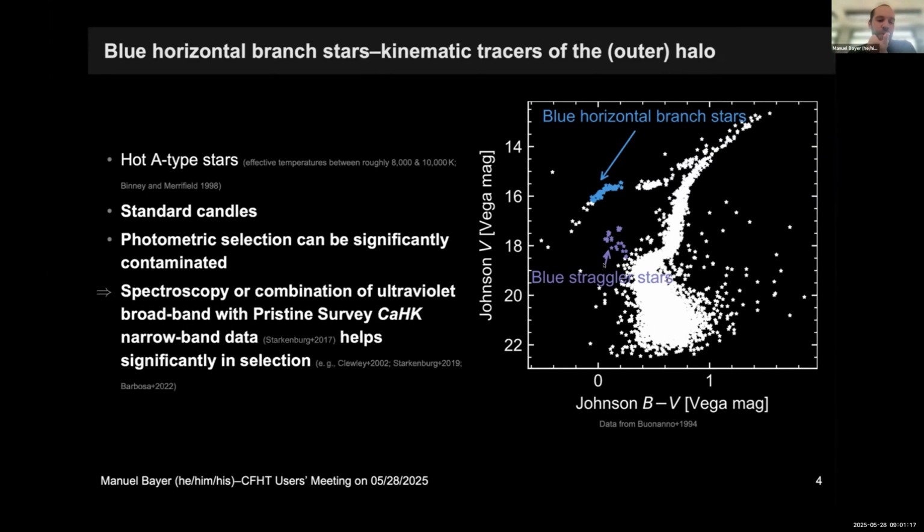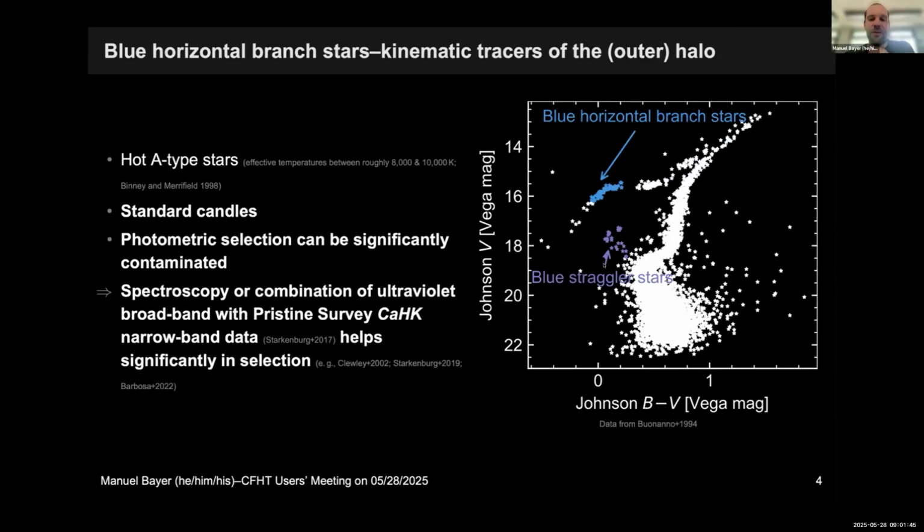So one of the methods we could use is spectroscopy to identify blue horizontal branch stars. But the problem is, as I highlighted, we really want to go very far out into the halo, at distances of 100 kiloparsec or even further. And getting spectroscopy at this large distance is quite difficult, especially in the era of large spectroscopic surveys, because usually these distances are still beyond the limits of these spectroscopic surveys.